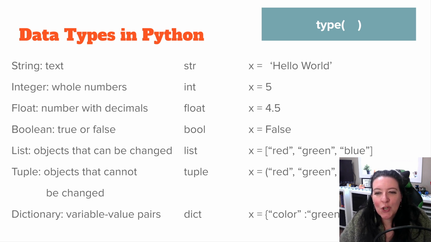To denote a list, we have hard brackets around the information. You can have a list that includes a bunch of numbers, or a list that includes a bunch of text. Here we have a list of colors, red, green, blue, with hard brackets around it. The key with a list is that the objects can be changed. We can add to the list, we can replace words in the list, and so on.